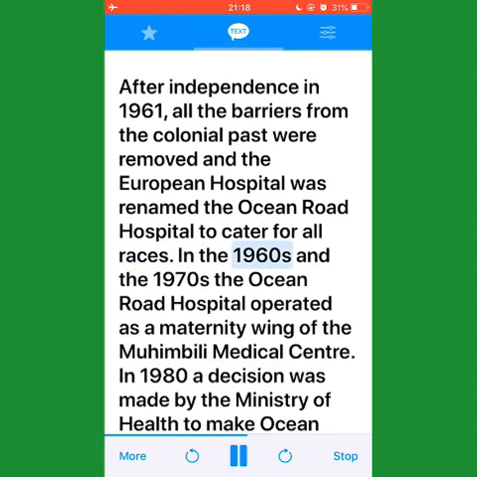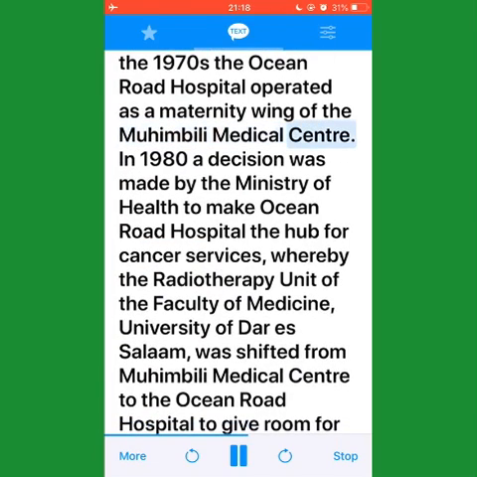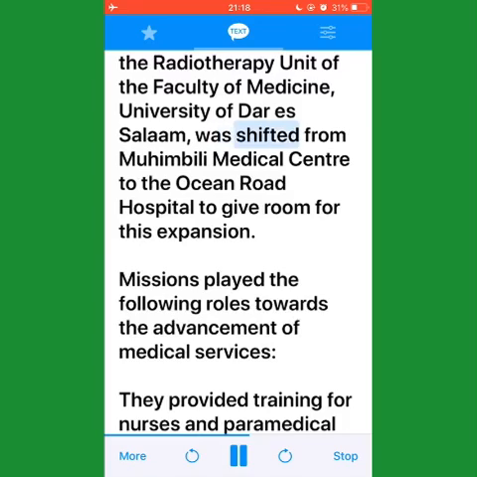In the 1960s and the 1970s, the Ocean Road Hospital operated as a maternity wing of the Muhimbili Medical Center. In 1980, a decision was made by the Ministry of Health to make Ocean Road Hospital the hub for cancer services, whereby the radiotherapy unit of the Faculty of Medicine, University of Dar es Salaam, was shifted from Muhimbili Medical Center to the Ocean Road Hospital to give room for this expansion.